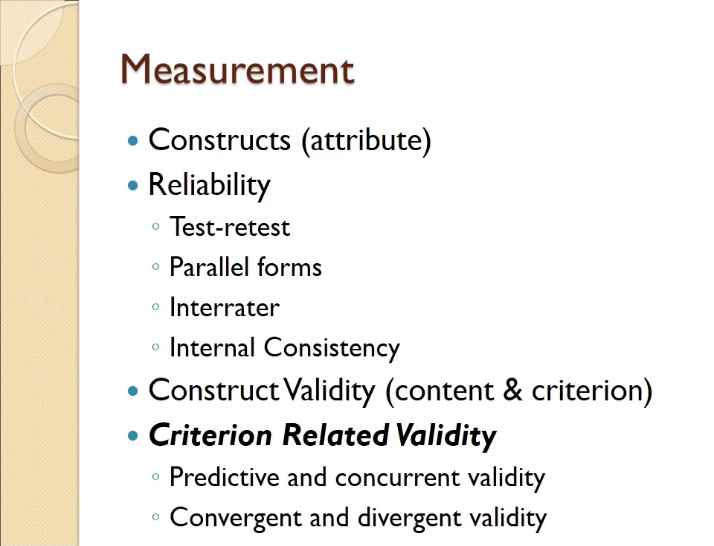We can also look at criterion-related validity on the question of whether it's convergent or divergent validity. So all the examples I've given so far for predictive and concurrent validity are what we'd call convergent validity. I'm comparing my measure of job satisfaction to other variables that job satisfaction should be related to. And you can even compare it to previous measures of job satisfaction.